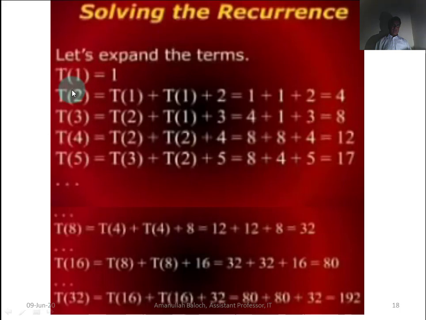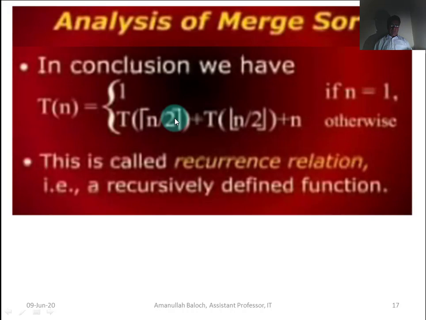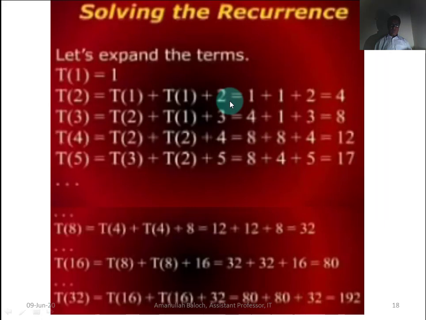For T of 2, the computer will divide it into T of 1 and T of 1, two subarrays. The 2 element array will be divided into 1 element arrays, and each will take its own time, and we will add the value n. Here n is equal to 2, plus n, as we have seen. So if n is 2, 2 divided by 2 is equal to 1, T of 1 plus T of 1, and plus the value of n, which is 2, we will add here 2. So you may see it here.